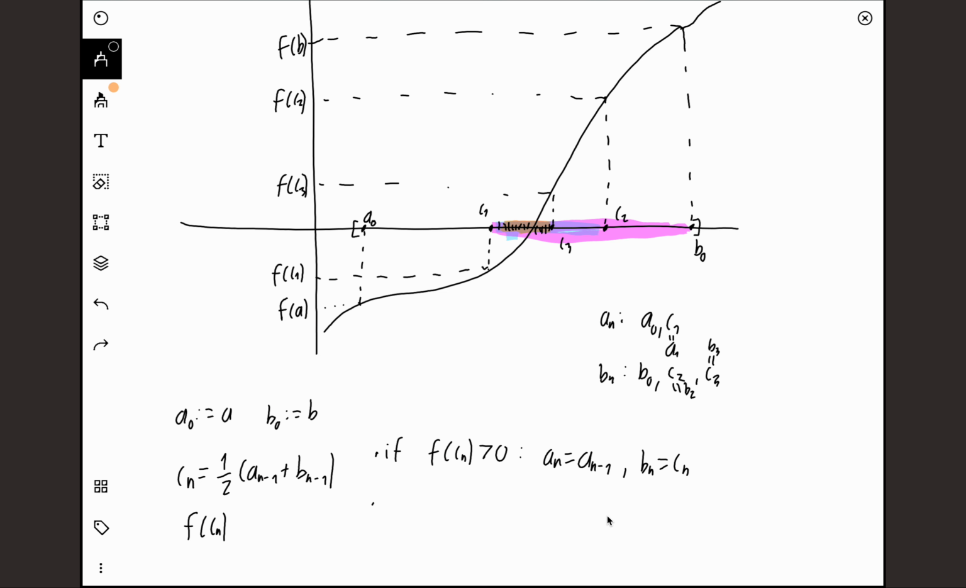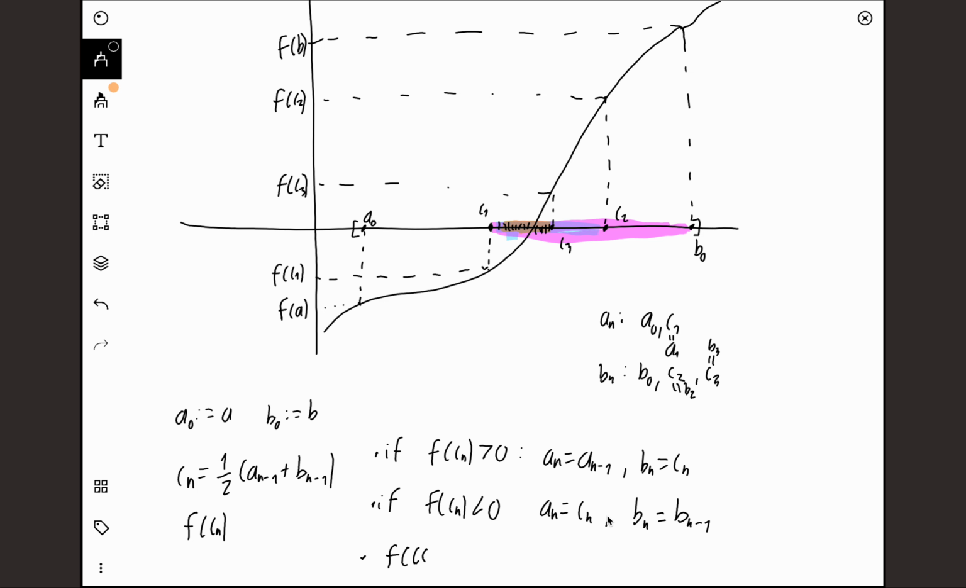And now, the same thing if f of cn is less than 0, for example, like for our c1 value, well, then we update our an sequence. So an equals cn, and bn equals bn minus 1, so it just doesn't change. And then we have a third condition, which is also important.